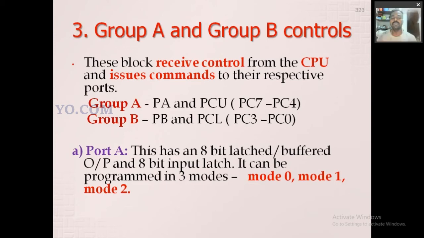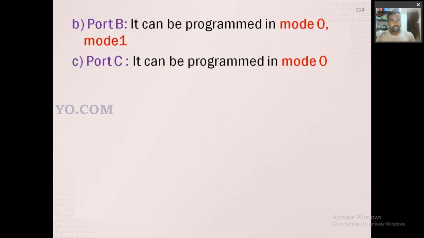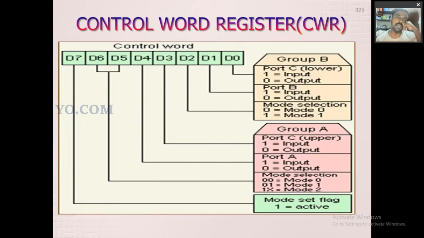So here the 8-bit latched outputs or latched inputs are buffered. It can be programmed in 3 modes: mode 0, mode 1, mode 2. Then port B can be programmed in mode 0 and mode 1. Port C can be programmed in mode 0. Okay, these are the different ports used in the 8255.